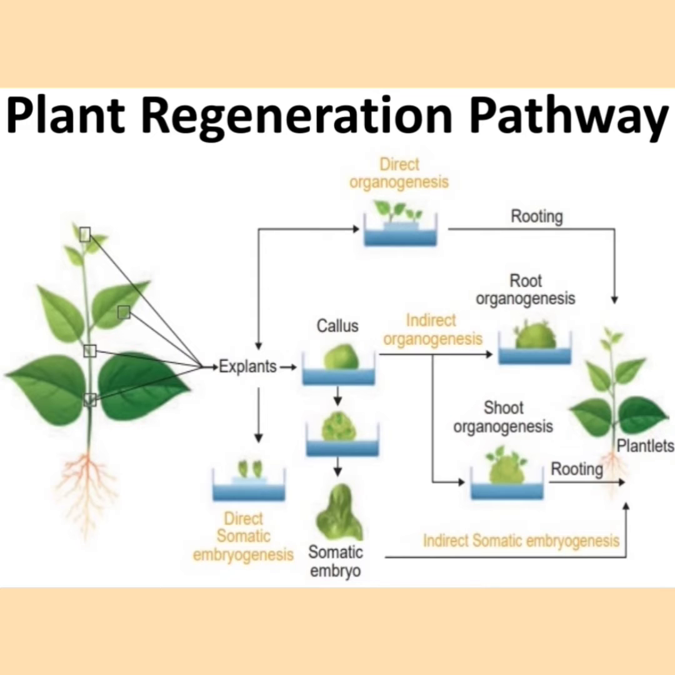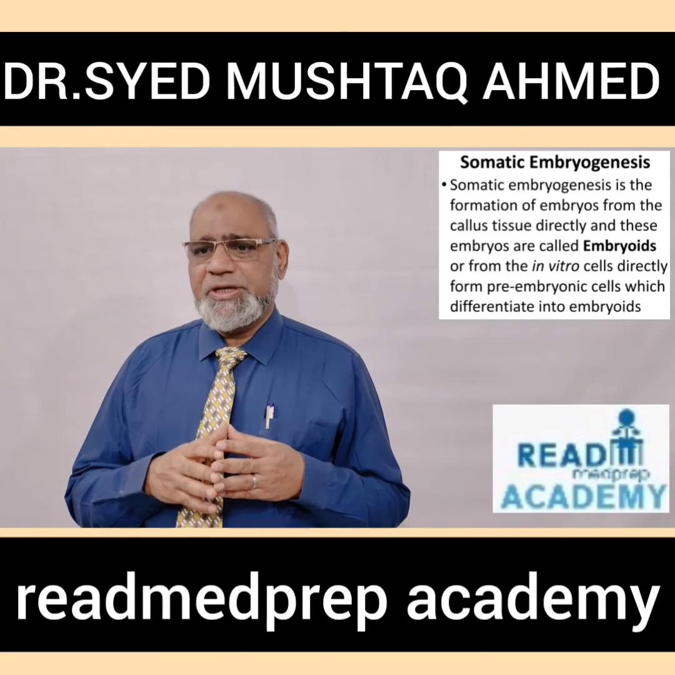The somatic embryo can also be used by indirect somatic embryogenesis to result in the development of plantlets. By direct organogenesis of the explants, rooting can be done resulting in the formation of the plantlets, or the plantlets can be used for formation of explants, which can be used again in the cycle for development of new plantlets. Now, what is somatic embryogenesis?